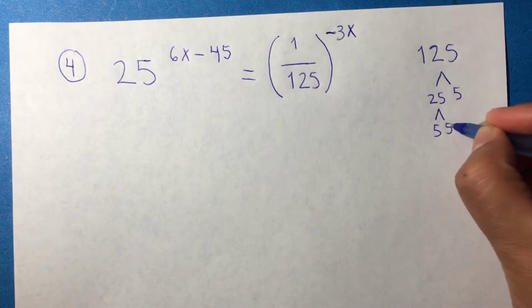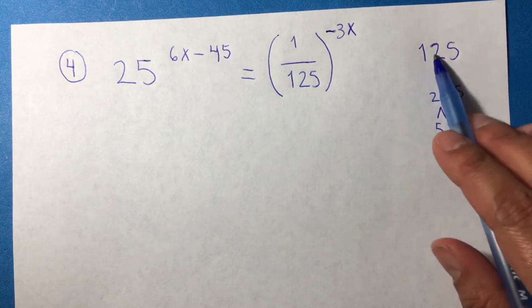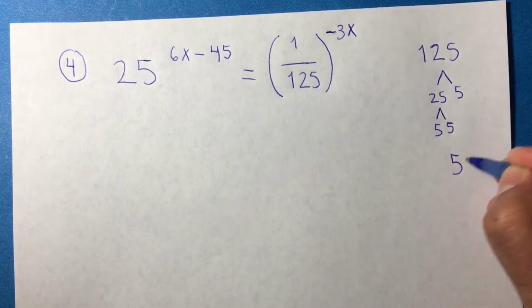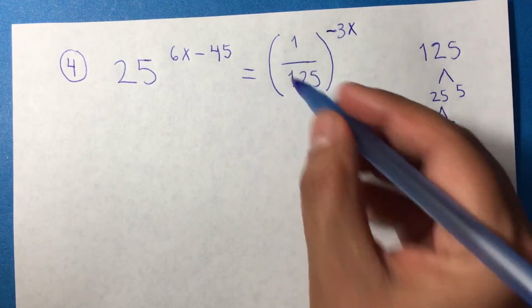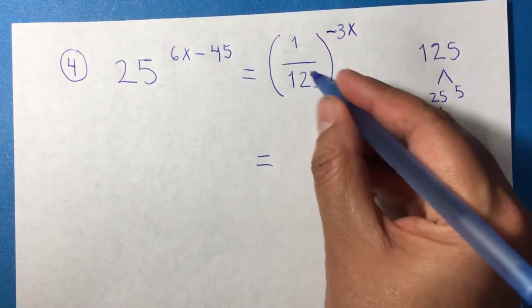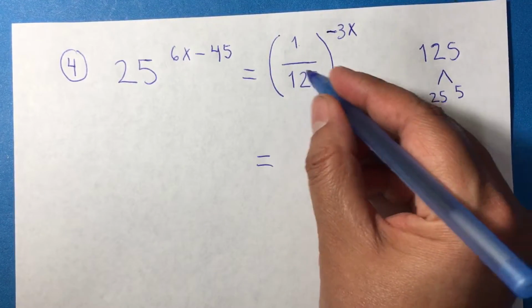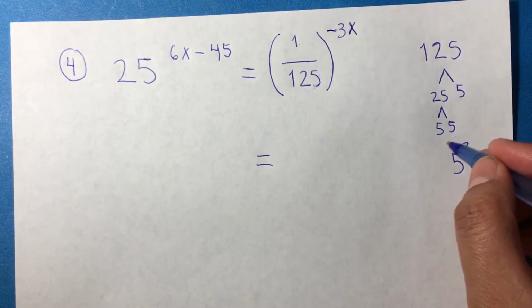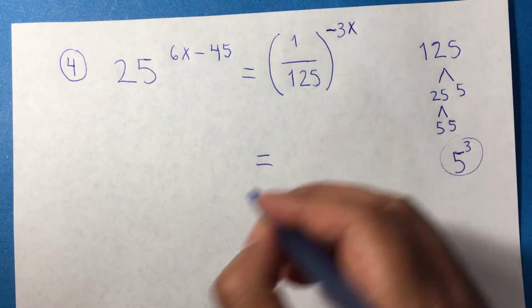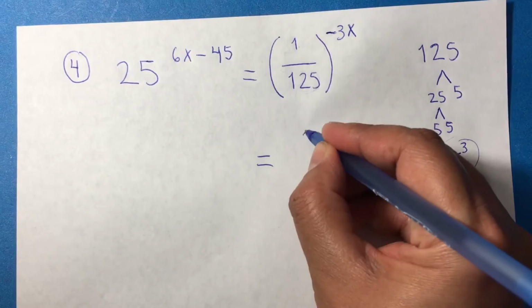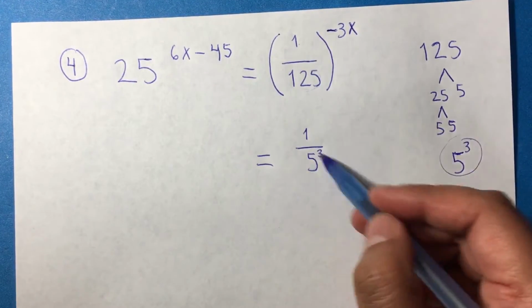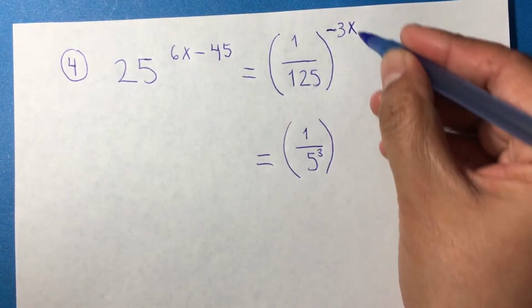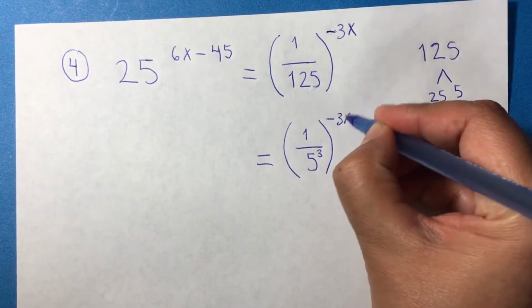25 is 5 times 5, and so 125 is 5 to the third power. I rewrite this in here. So 1 over, all I did was to factor this. So I'll just replace it with 5 to the third power, or 5 cubed. Instead of 125, 5 cubed. The rest we just bring down the way it is.